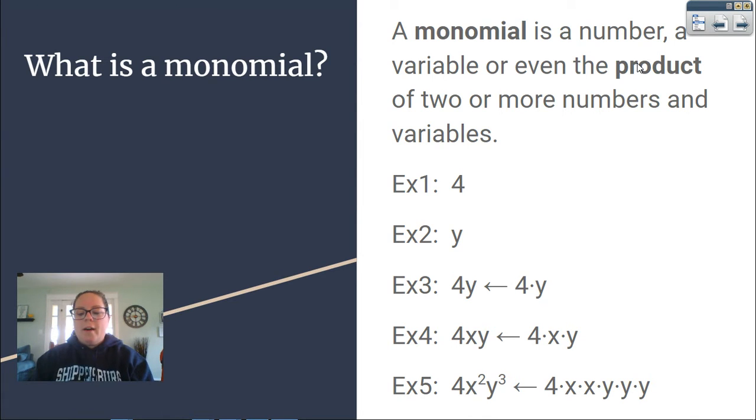Looking at example 5, this is something that you might remember, but exponents are showing repeated multiplication. And so that x squared in example 5 is just showing x times x. So that still satisfies this product idea that a monomial only has multiplication in it.